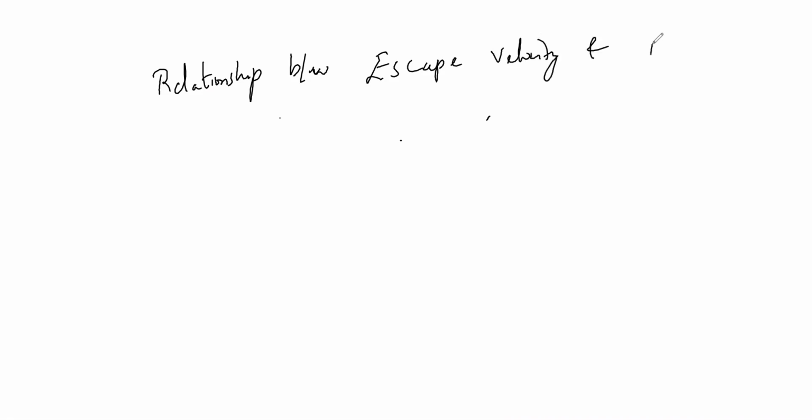Next one, the relationship between escape velocity and orbital velocity. VE is equal to root 2 times V naught. That's all.